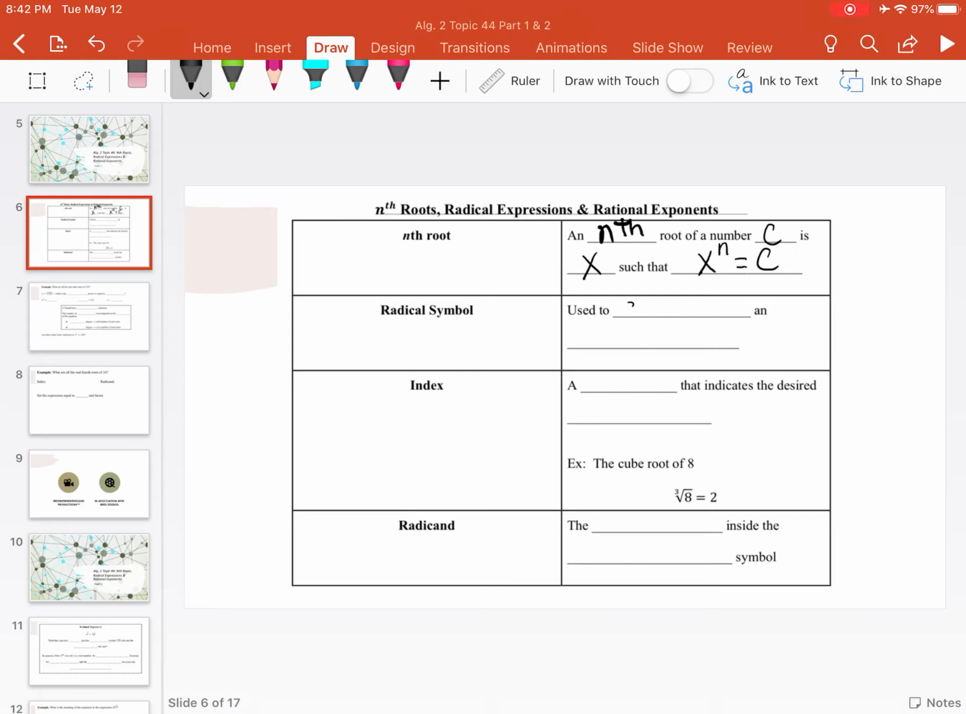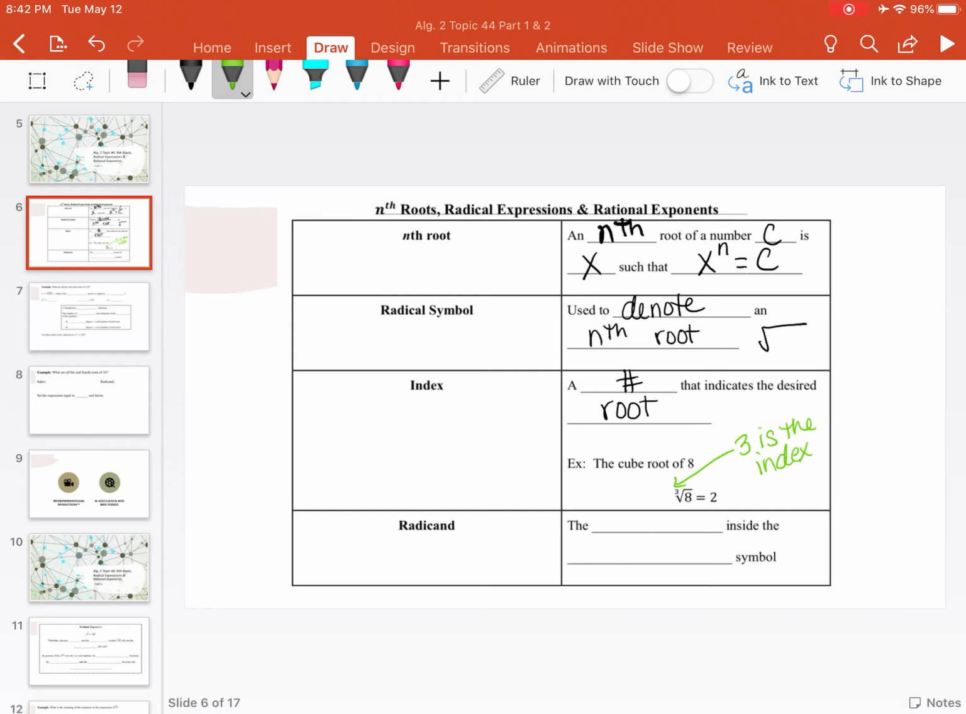A radical symbol is used to denote an nth root. And we see it represented as this check mark house. Now with a radical symbol, there are two main parts. There's the index and the radicand. The index is a number that indicates the desired root. In this example below, we have the cube root of 8. The 3 is the index here. It's almost like the indent of our radical symbol.